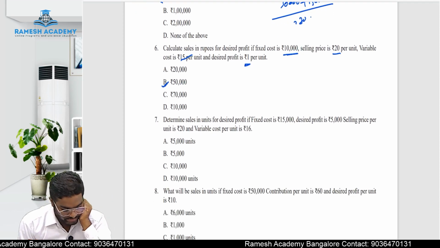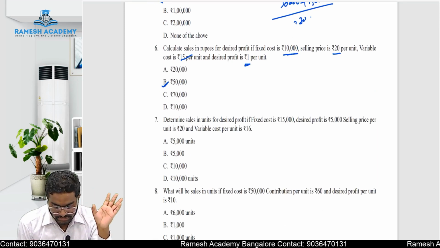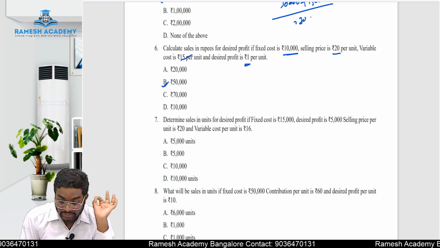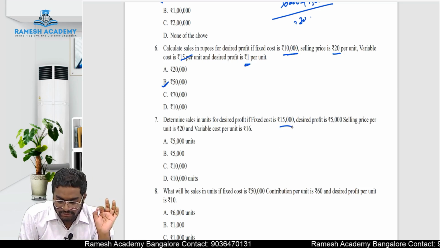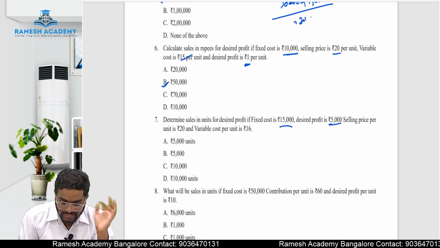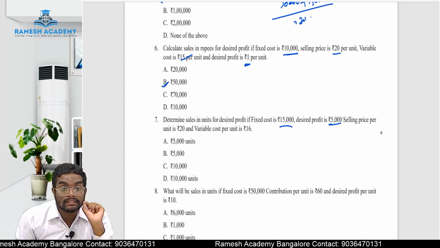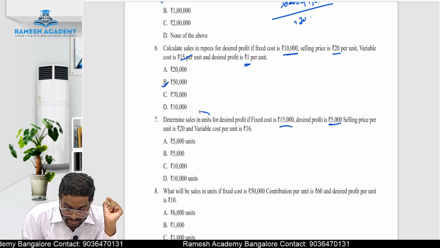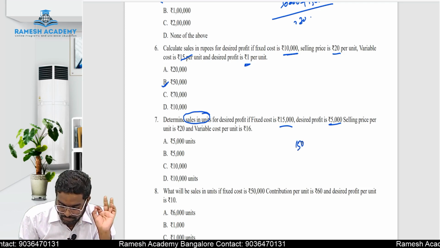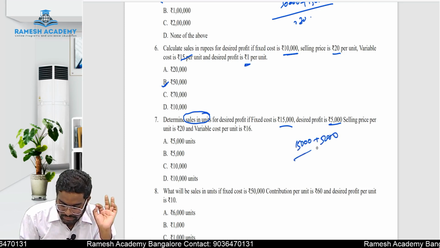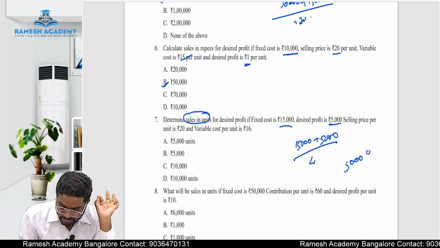Now we will jump into the seventh question. What is my seventh question? They are telling that we have to determine the sales in units for the desired profit. If the fixed cost is 15,000, desired profit is 5,000 and selling price and variable cost are 20 and 16 respectively. First we will calculate the contribution per unit because they are asking sales in units. The numerator will be fixed cost plus the profit, so 15,000 plus 5,000 divided by 20 minus 16, which is 4. Here I will be getting 5,000 units.